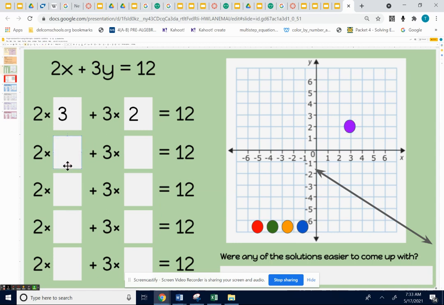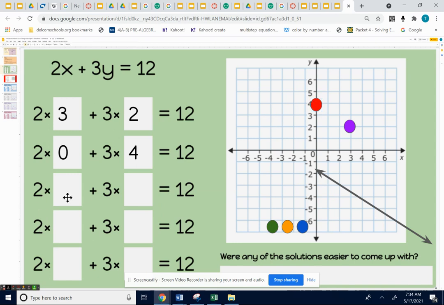I can come up with another solution. Maybe let x be 0, and y could be 4. Because 2 times 0 is 0, 3 times 4 is 12, and if I take 0 plus 12, I get 12. So (0, 4) is a solution. X is 0, y is 4, so I can graph that.